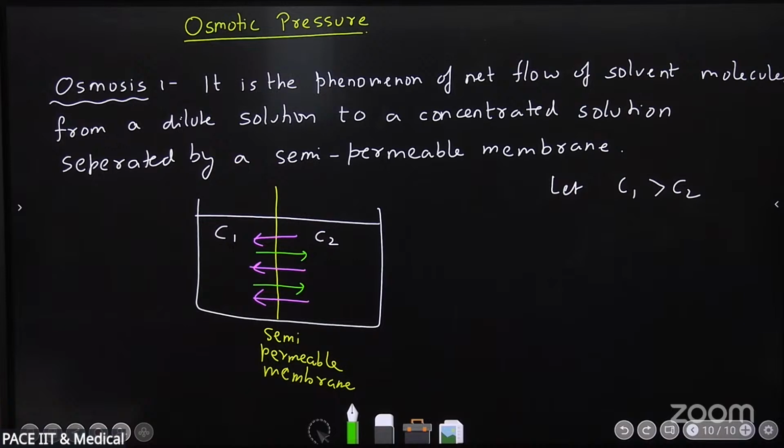See, flow occurs on both sides. Flow occurs from dilute to concentrated as well as from concentrated to dilute. Flow occurs on both sides. But the net flow occurs from dilute to concentrated. Correct? So this is the phenomenon of osmosis. Now what is our colligative property here? The colligative property here is osmotic pressure. What do we mean by osmotic pressure?